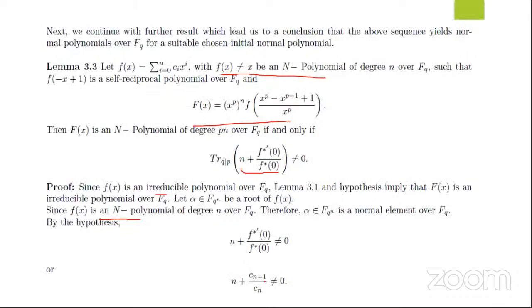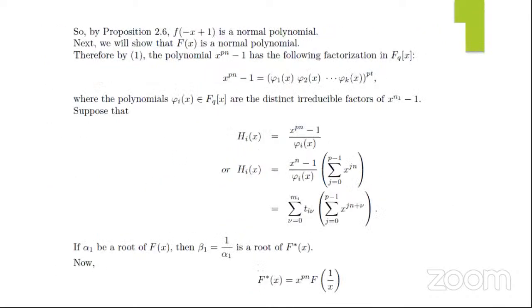which is nothing but cn minus 1 upon cn. Therefore, using proposition 2.6, the polynomial f of minus x plus 1 is a normal polynomial. Now, to prove the polynomial f of x is a normal polynomial, we simply prove that the linearized polynomial of any root of f of x is non-zero. The factorization of x raised to power n minus 1, we can write it as the product of these elements, which are distinct irreducible factors of x raised to power n1 minus 1. We write hix as this polynomial.